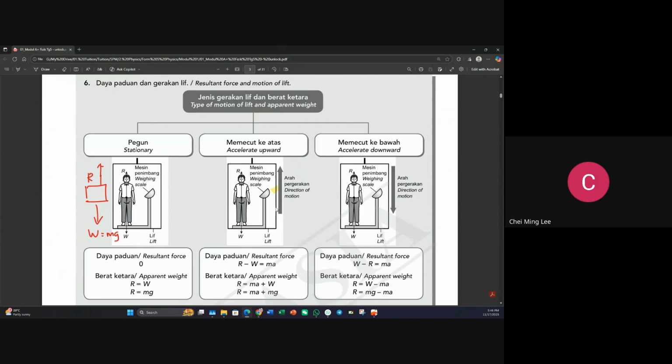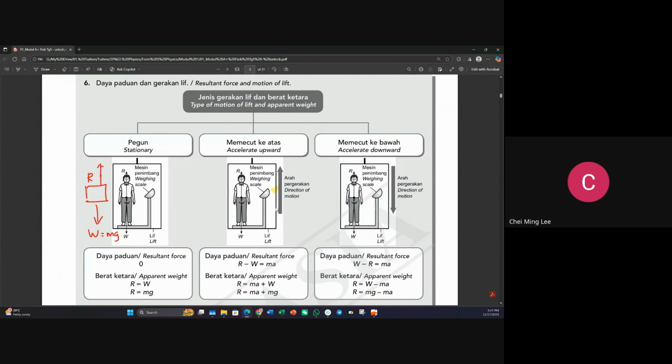When the lift moves upward, your head looks heavy, right? Why does your head look heavy? Because your brain is covered with liquid. The liquid is being pulled down, your blood is being pulled down. That's why you feel lightheaded. Can you understand? So your apparent weight, which is R, will be equal to W minus ma, or mg minus ma.